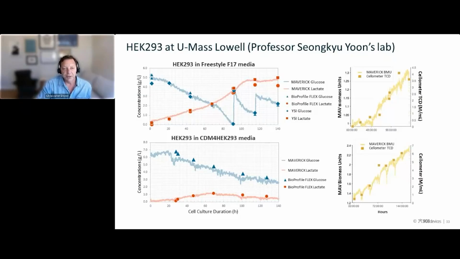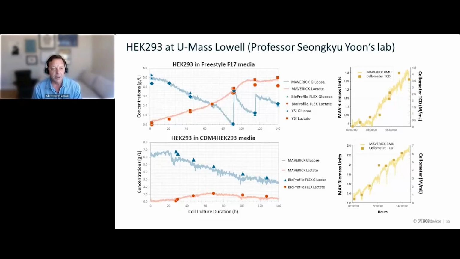So on the top here, this is HEK 293 in FreeStyle F17 media. In this case, as you can see, we had both Flex and YSI for glucose and lactate. And that's always very informative because the enzymatic analyzers, while they're quite precise, certainly do have a tendency to drift around with respect to their calibration. So it's nice to have two independent reference values here.